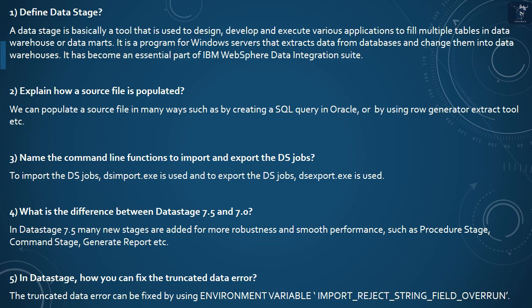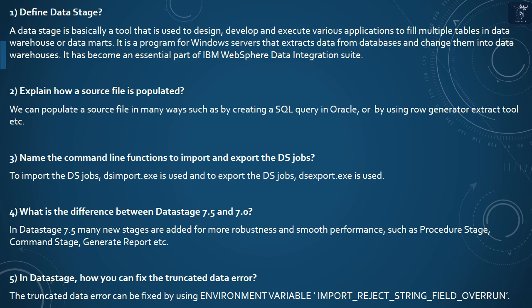2. Explain how a source file is populated. We can populate a source file in many ways, such as by creating a SQL query in Oracle, or by using row generator extract tool, etc. 3. Name the command line functions to import and export the DS jobs. To import the DS jobs, tsimport.exe is used, and to export the DS jobs, tsexport.exe is used.